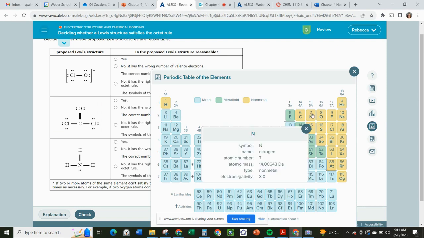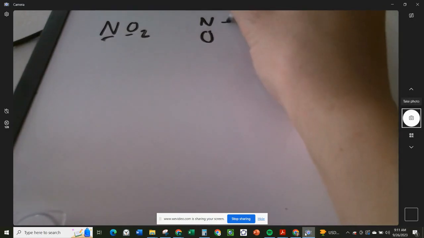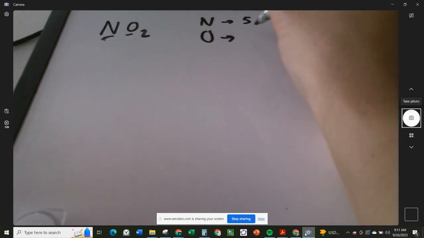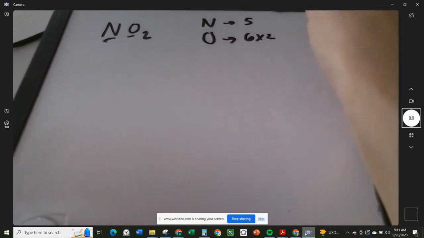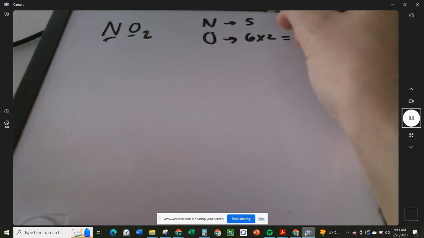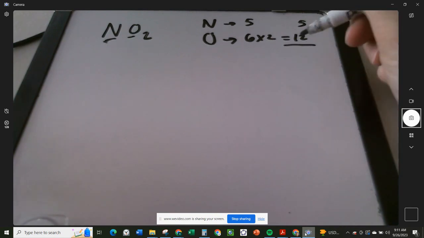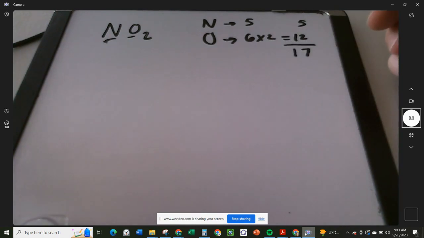We need to look at nitrogen. Nitrogen is in group 5A or column 15, and so it has 5 valence electrons, and oxygen has 6 valence electrons. So let's go back here. Nitrogen has 5. Each oxygen has 6, but there's 2 of them, so 6 times 2 is 12. We have 5 here, so we'll end up with an odd number of electrons. This doesn't happen very often, but I'm going to show you what we do if that happens.